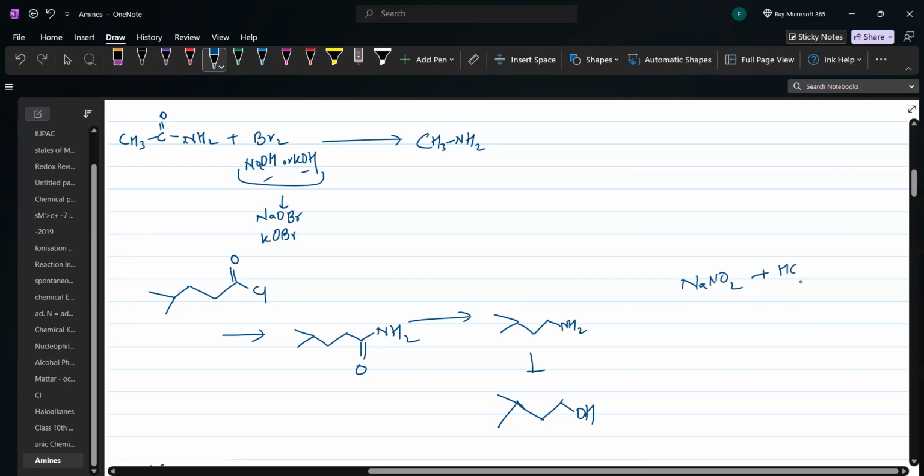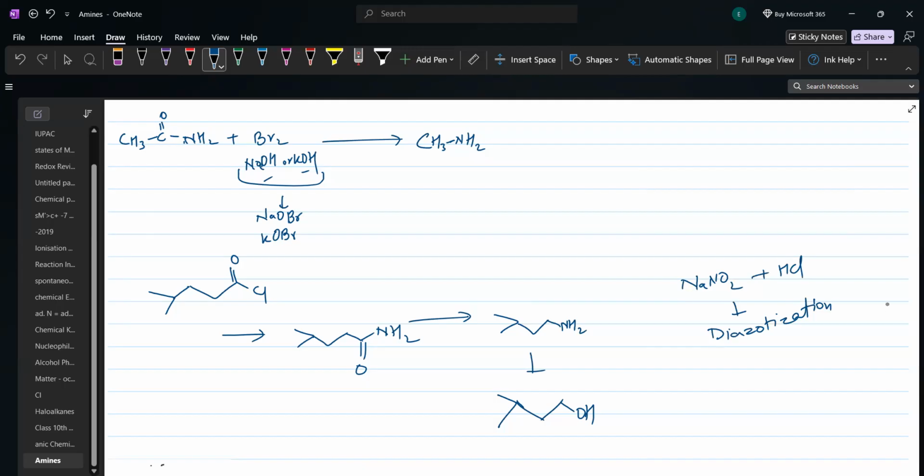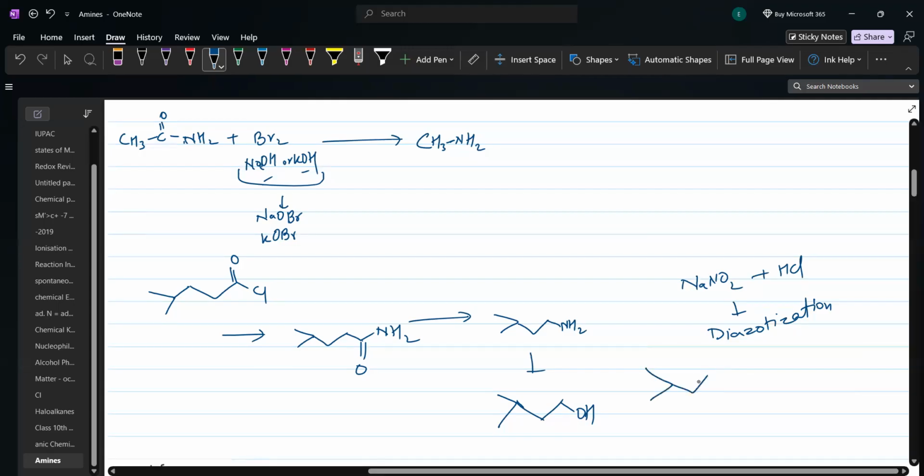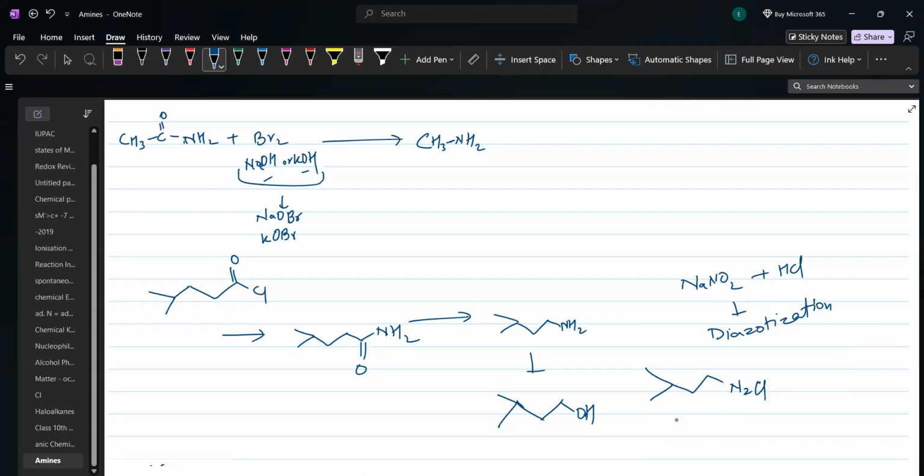NaNO2 plus HCl. This you may remember as diazotization. This came up in other chapters as well. So in this, what happens? This NH2 will convert into this chain. Let me draw 1, 2, 3, 4. This is attached with nitrogen, so N2Cl will form. This N2Cl is a very good leaving group, so just this leaves and this OH comes and attacks. Okay.